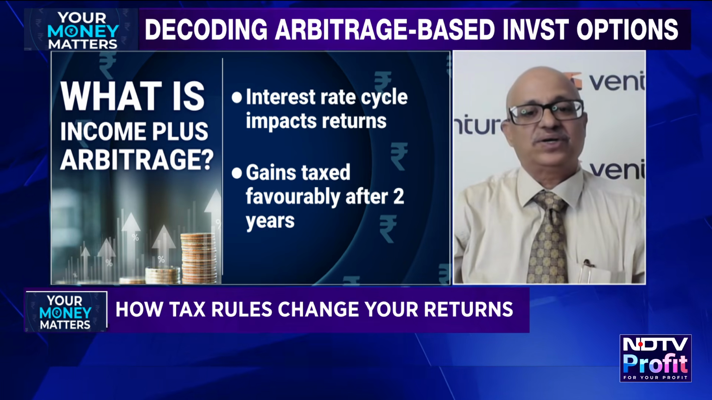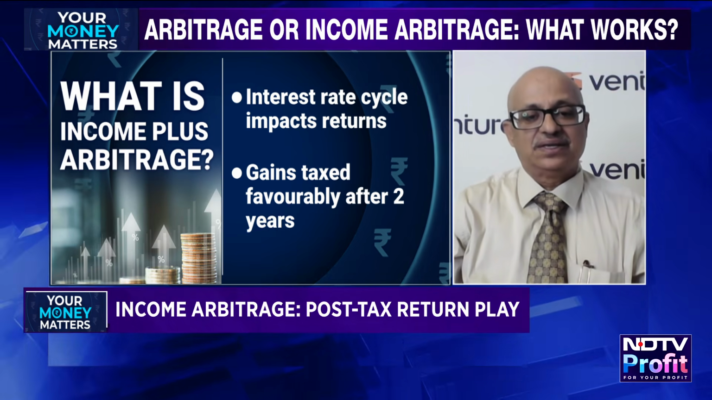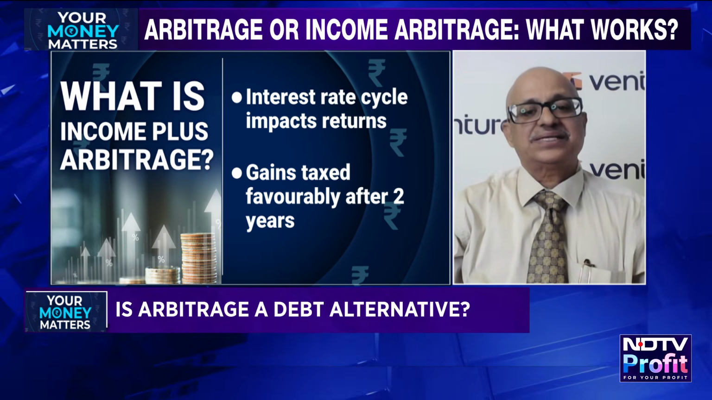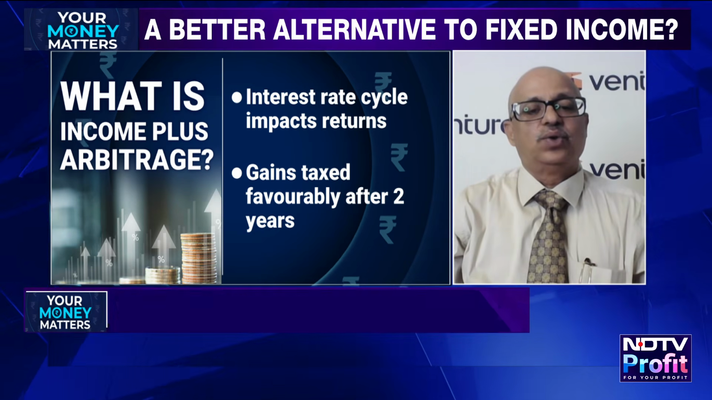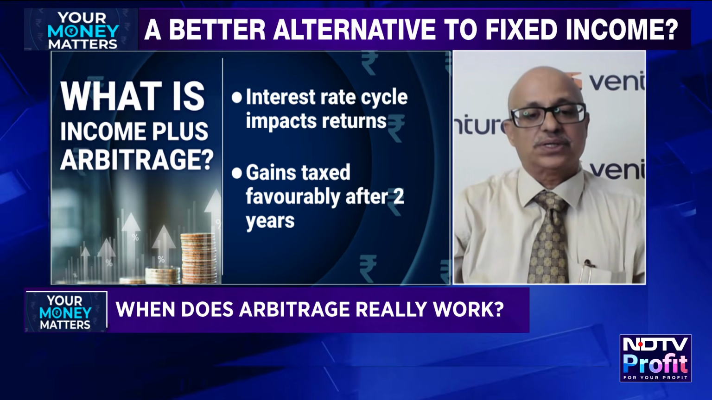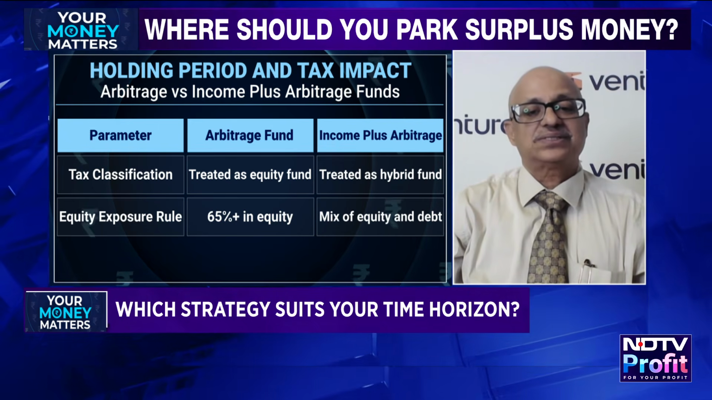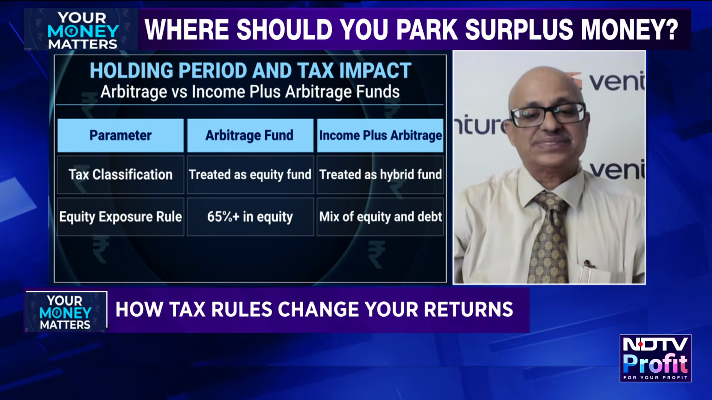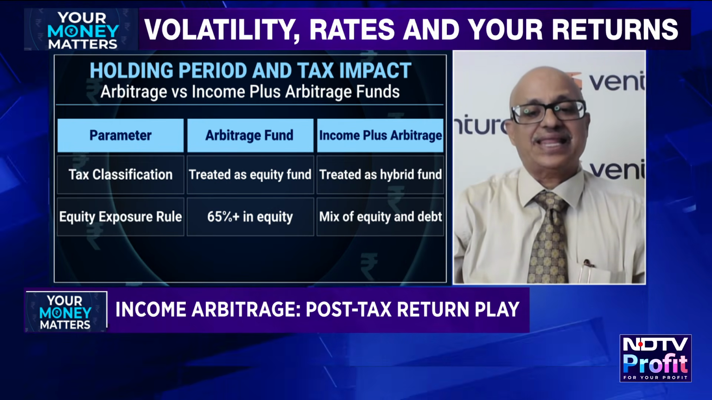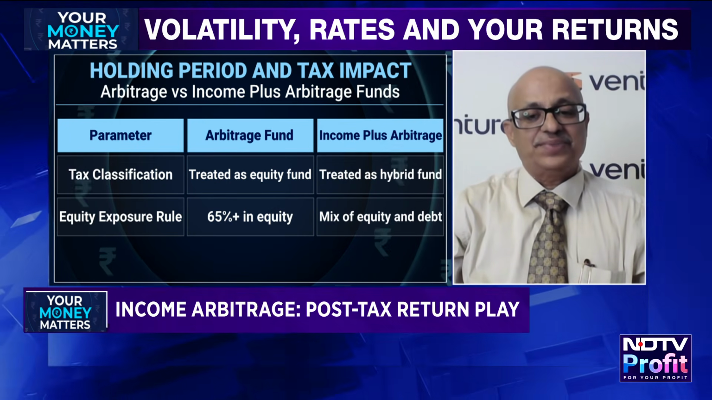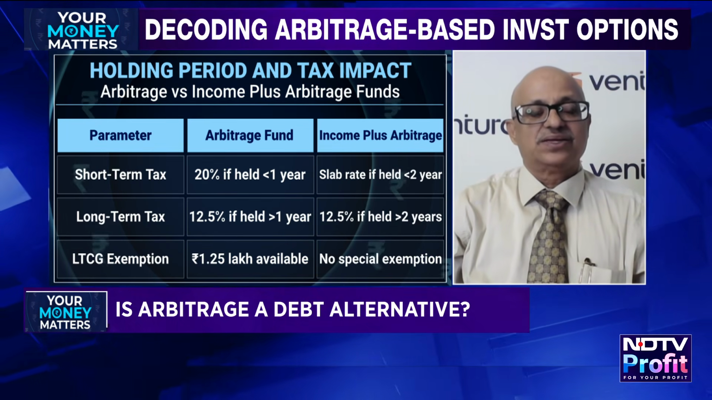You also get the benefit of that basic 1,25,000 exemption. Whereas in an income plus arbitrage fund, if your holding period is more than 2 years, okay, that is the critical difference, then you are taxed at 12.5%. And if it is less than 2 years, then you are taxed as per your slab rate. So that is the main difference between the two categories.